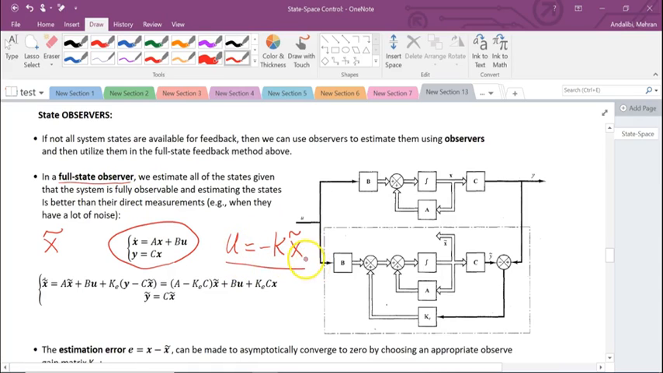The question is, how do I get these x tildes to be equal to, or at least converge to, the x as time goes on, making sure my computer estimations of the states are approaching the actual values? How do I do that? That design is called observer design.